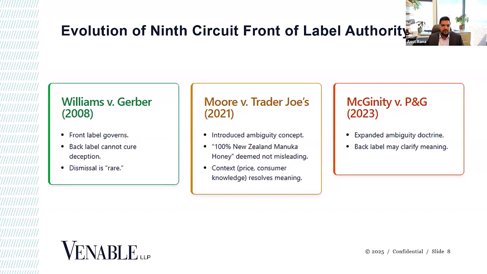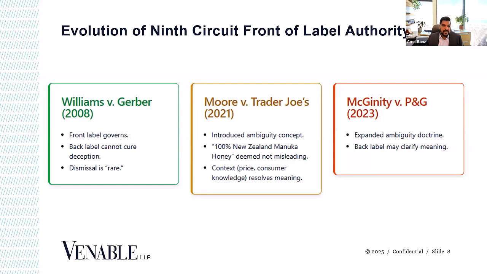But then we moved to Moore versus Trader Joe's in 2021. Courts softened the line quite a bit. Context matters. Again, the product was 100% New Zealand Manuka honey. Apparently the bees didn't get the memo, because only about 60% of the product came from Manuka flowers. Rather than call it deceptive, the court said that reasonable consumers bring some background knowledge to their purchasing decisions. Kind of a reasonable outcome, but it opened the doors for defendants to argue that industry facts, pricing, consumer understandings, context, and knowledge all clarify the phrases that we see on the front packaging of products.